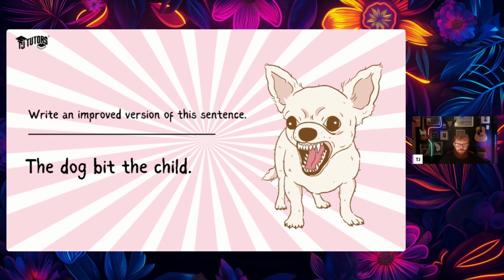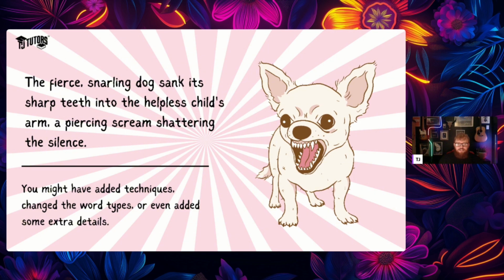Okay, let's see what everyone has got. Hopefully you've got something where you are mixing up the sentences, adding techniques, changing word types, even adding some extra details. This is an example that I've got here. The fierce snarling dog sank its sharp teeth into the helpless child's arm, a piercing scream shattering the silence.